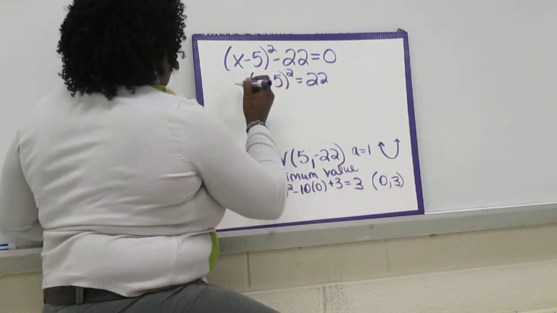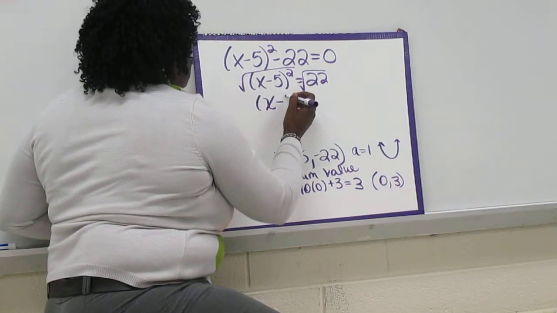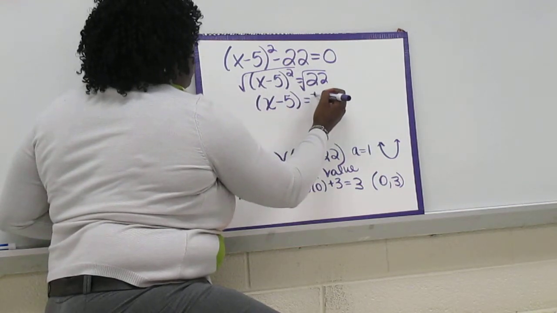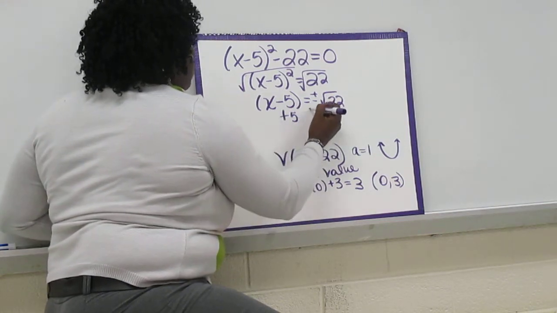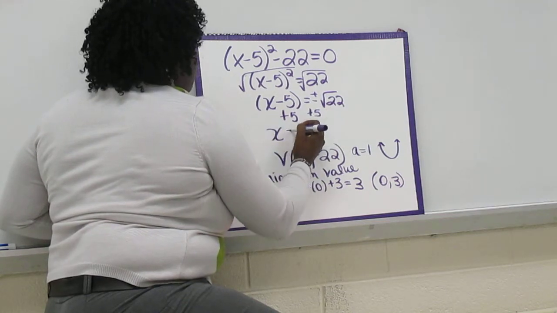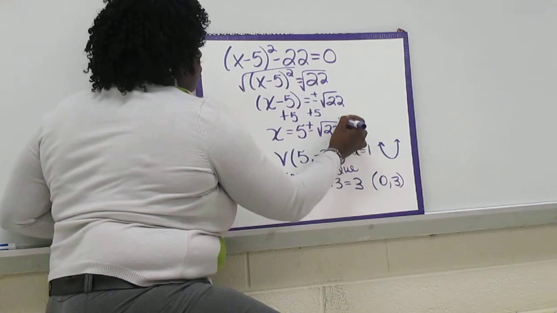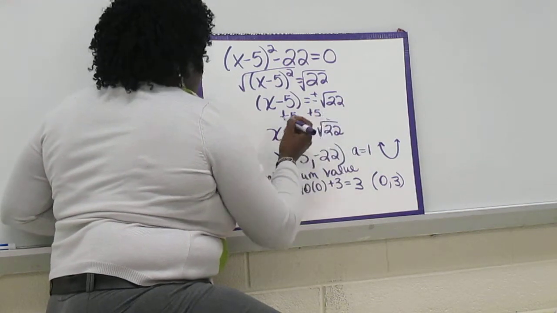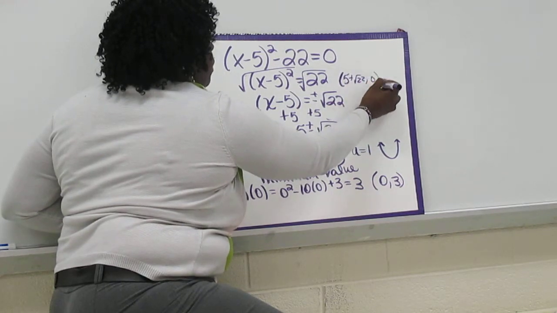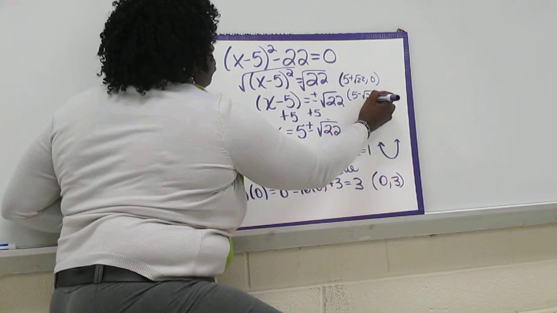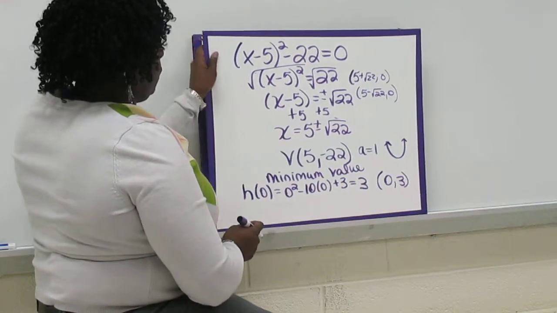Inverse of squaring is square root. Take the square root of both sides. x minus 5 equals plus or minus the square root of 22. And then add 5 to both sides. So x will be equal to 5 plus or minus the square root of 22. So my x-intercepts are 5 plus root 22, 0, and 5 minus root 22, 0. And that was one problem on the quiz.